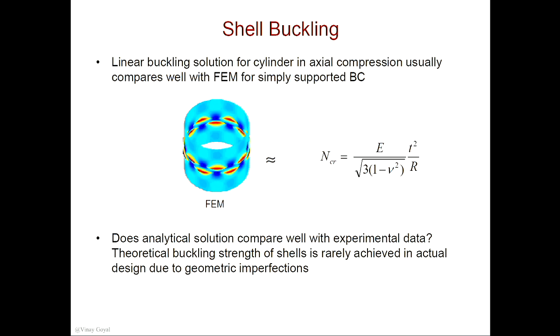Okay? And so it turns out that usually structures in general will have an imperfection. You may not be able to see it, but it's there. And so this value that you get from finite elements will not match the experiments, because those shells will have some amount of imperfection. In real life, you will have them.